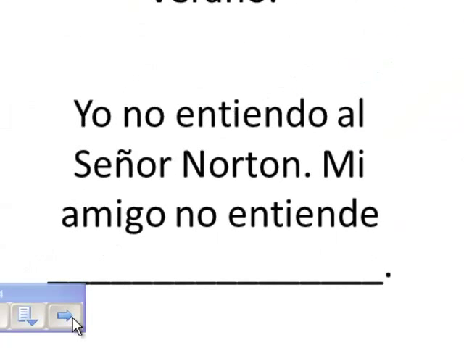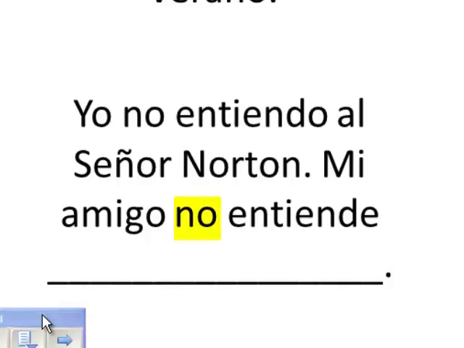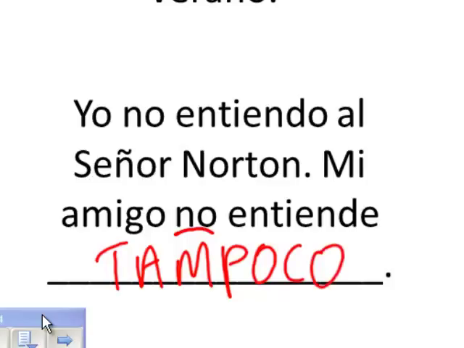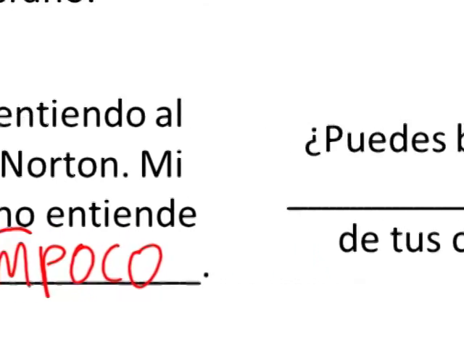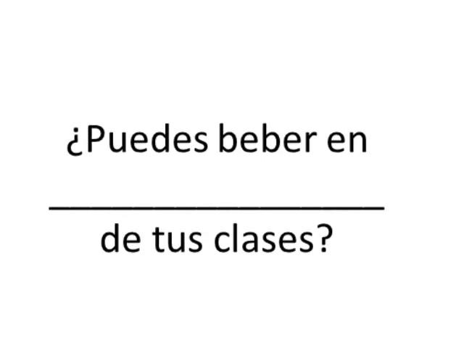Okay, let's check the next one. Yo no entiendo al señor Norton. Mi amigo no entiende. Look, it's a negative. When we have a negative in Spanish, remember the whole sentence is going to be negative. So we already know this is going to be off of our negative list. Yo no entiendo al señor Norton. Mi amigo no entiende. Tampoco. My friend doesn't understand either. Okay, mi amigo no entiende tampoco. Last one. Okay, now let's get to the last one.